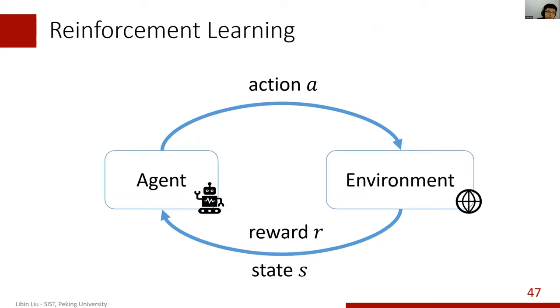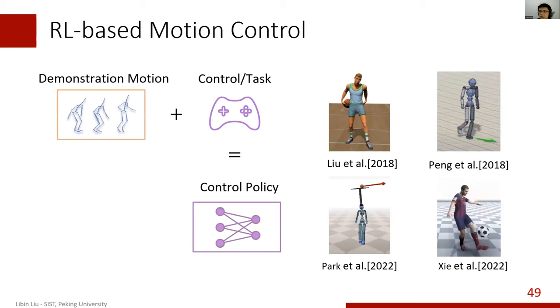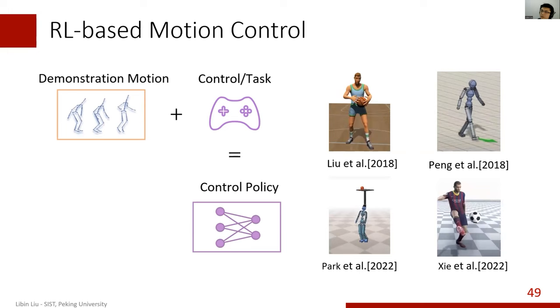in the past few years, we have seen very good progress in reinforcement learning, especially deep reinforcement learning. The idea is simple: we let the character interact with the environment and use the environment's feedback to update the policy, which computes torques or muscle forces. Using this method, we can actually achieve very good physics-based controllers by tracking reference motions. But there's one problem.